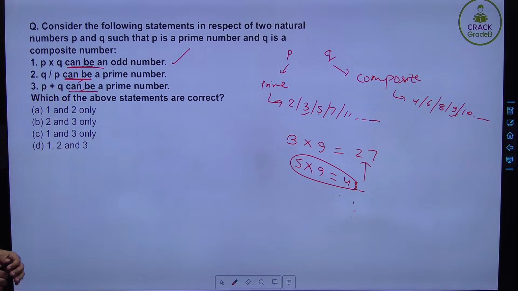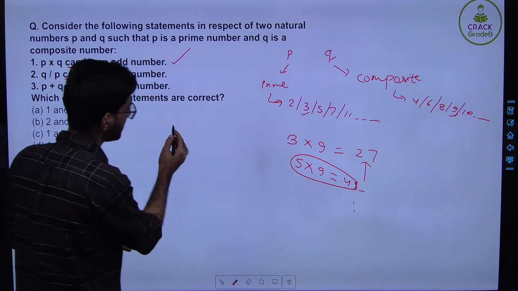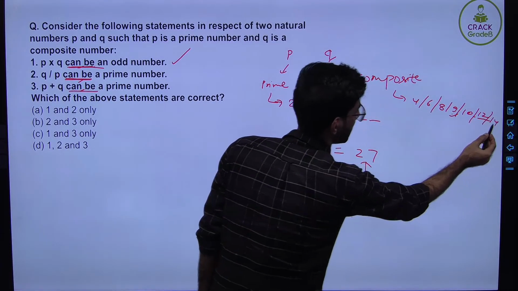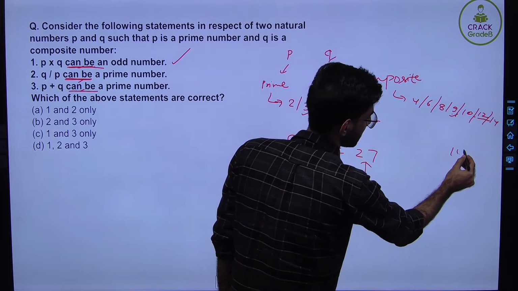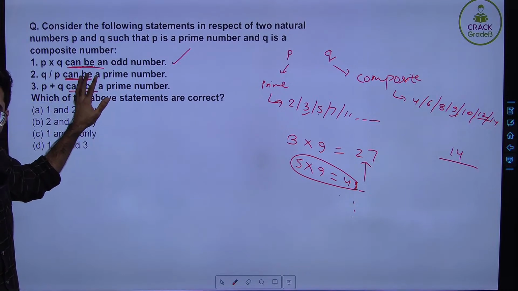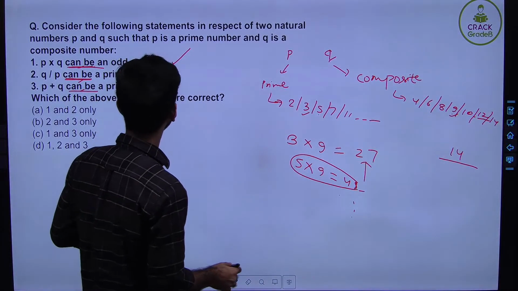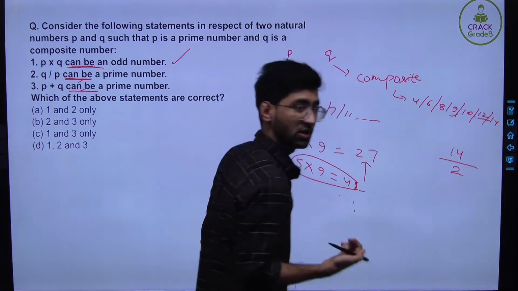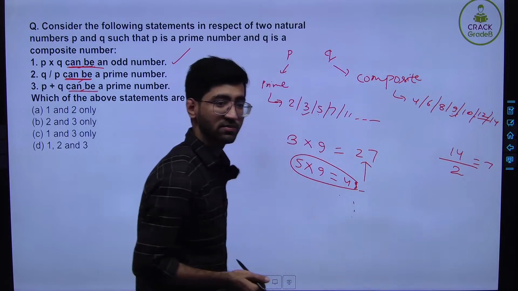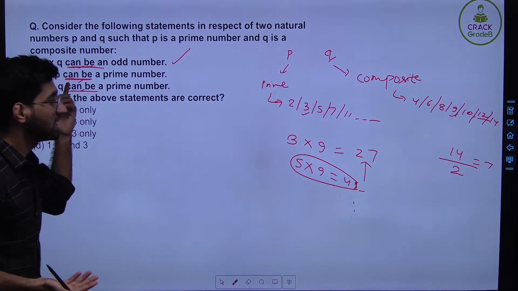Q by P can be a prime number. What is Q? Q is composite. Then think, you can also write it here: 12, 14. Let us state that Q is 14. Q by P can be a prime number. We have taken that Q is 14 and P is a prime number. Let us take 2. 2 is also a prime number. And 14 by 2 equal to 7. 7 is also a prime number. So Q by P can be a prime number.